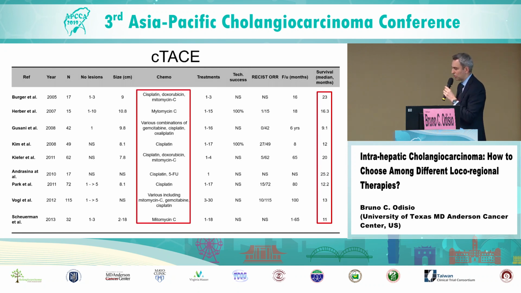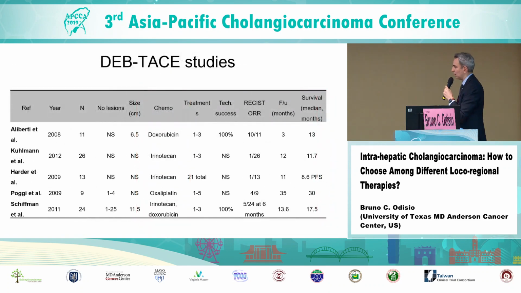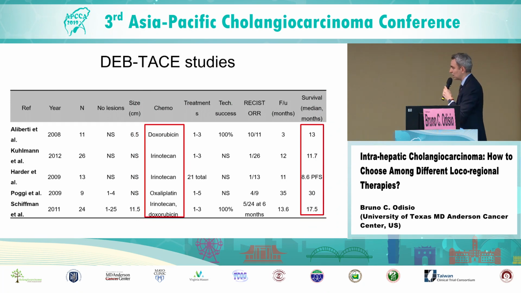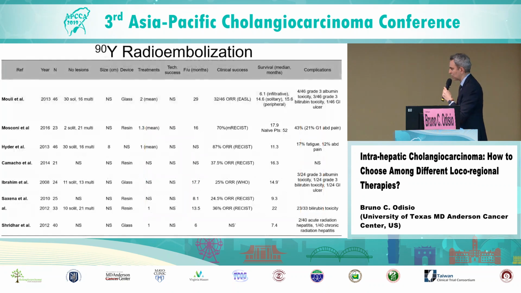Different types of chemotherapeutic agents are being utilized on those patients. More recently, with the drug-eluting beads platform, we're seeing more and more people using irinotecan as the chemoembolic for those patients. But again, the survival is still not that great and highly variable between the different groups that we are seeing here.